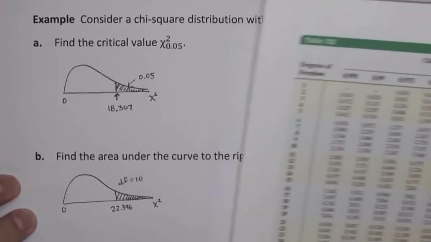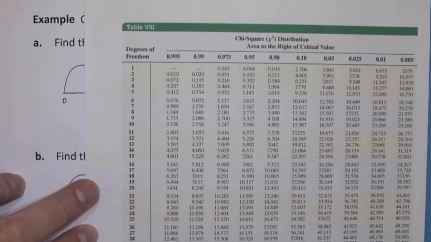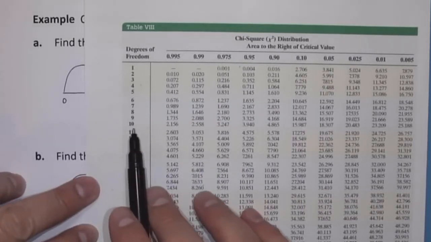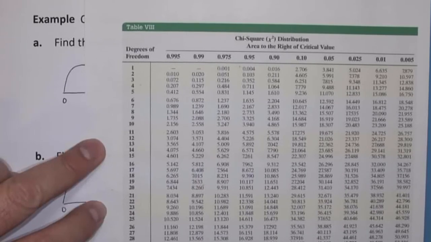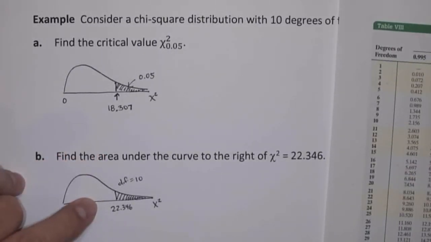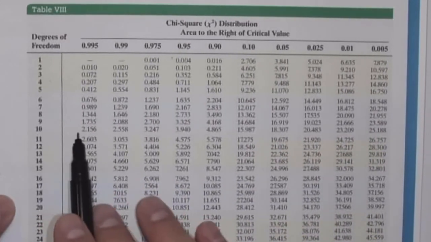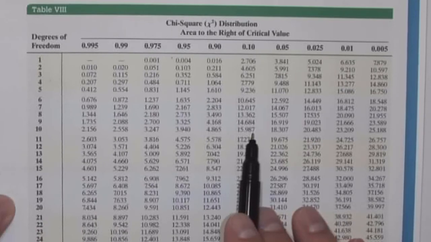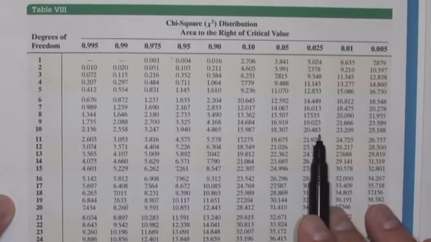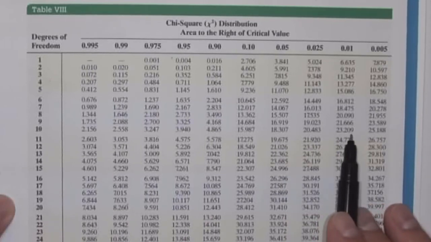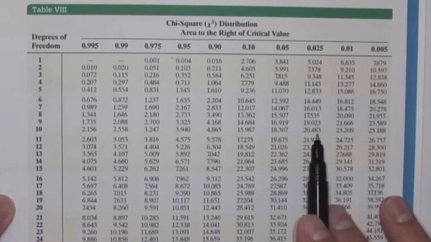Well, if I want to use my table from the back of the book, I can't really find that area precisely. The best I can do is this. I can go to the 10 degrees of freedom row and look for the value 22.346, and I don't find it. I find the value 20.483, and I find the value 23.209. So 22.346 would be in between these values.